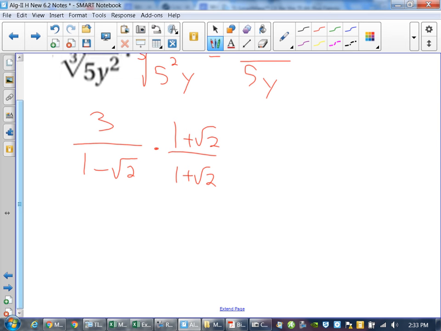Isn't that a difference of squares? You get 1 minus root 2 squared. 1 minus 2.